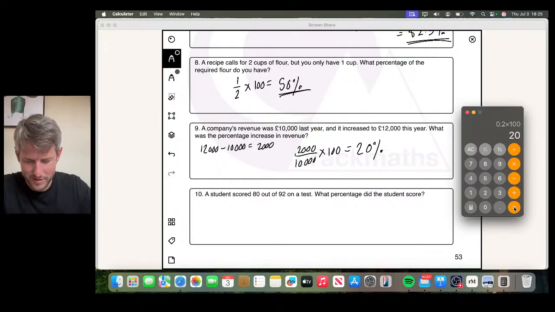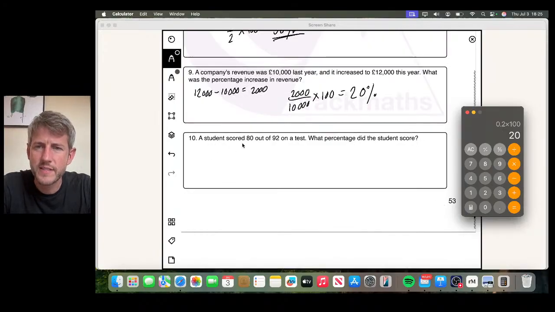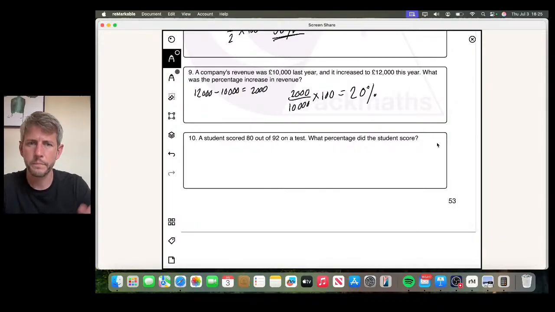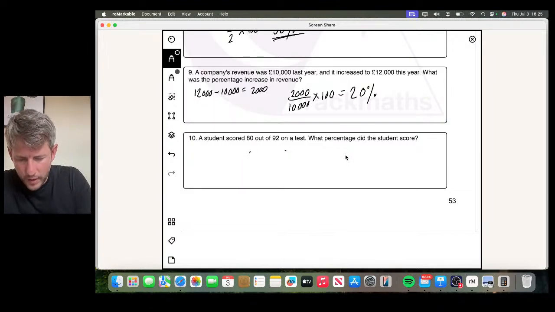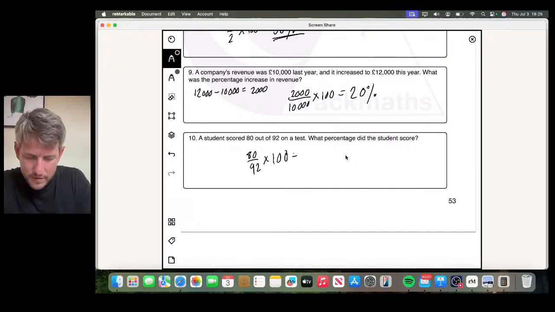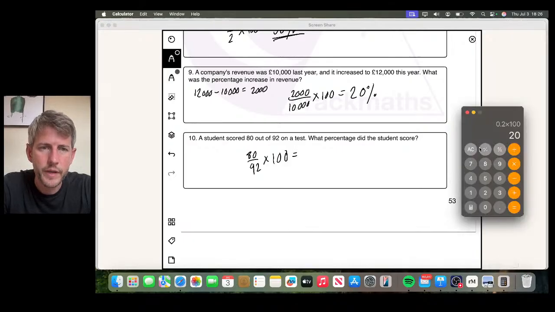Great, okay. Let's have a look at question 10. So question 10 says, a student scored 80 out of 92 on a test. What percentage did the student score? Okay, so what we get here is we've got 80 out of 92, and then we're going to multiply this by 100 and find out what that gives. Okay, so here we go. 80 divided by 92 equals this, times it by 100.